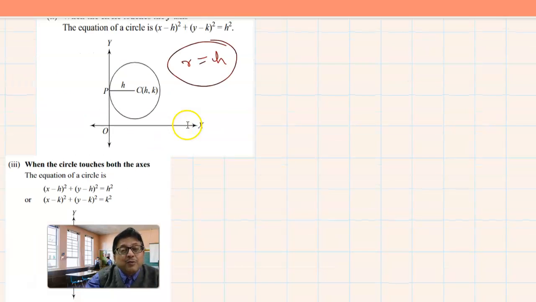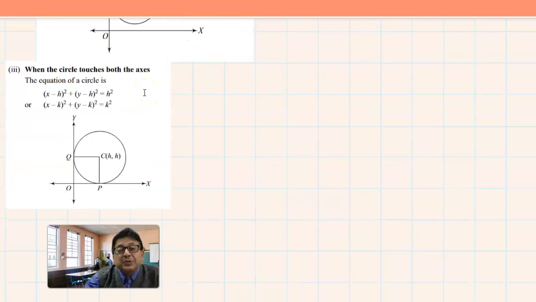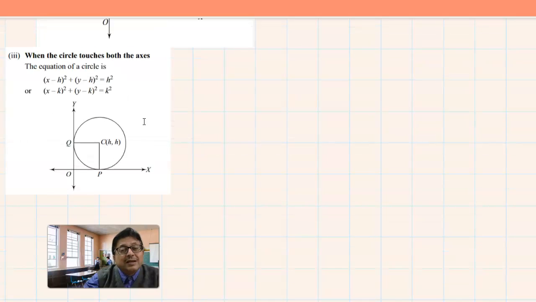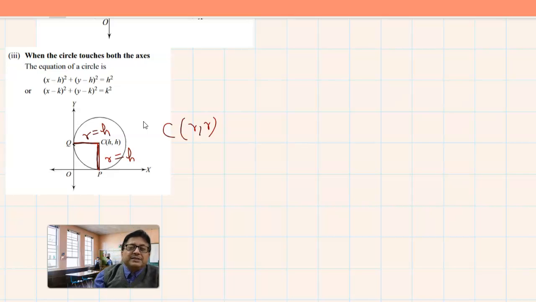When it touches the y-axis, then h, the x coordinate, is going to be equal to the radius. So this time, this is going to be the radius, and this is going to be the radius. A circle has only one radius. If this part is R, the center has to be C, going to be (R, R). Probably they have taken radius equal to h, so the center is (h, h).